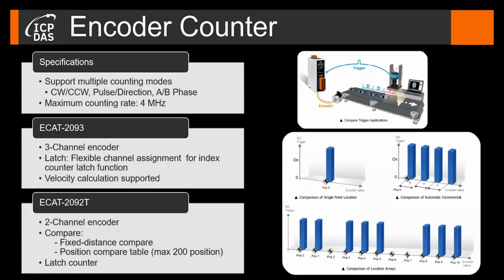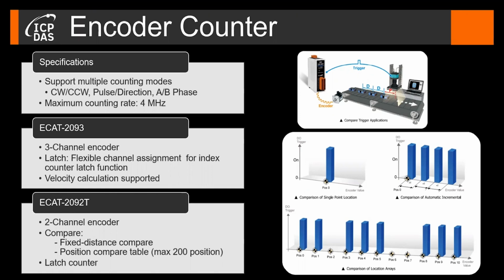We provide 2 and 3 channel encoders. Multiple counting modes are supported, such as clockwise, counterclockwise, pulse direction, AB phase, etc. A maximum count rate of 4 MHz is supported. It has a built-in hardware latch, which can be used for homing and measurement purposes.